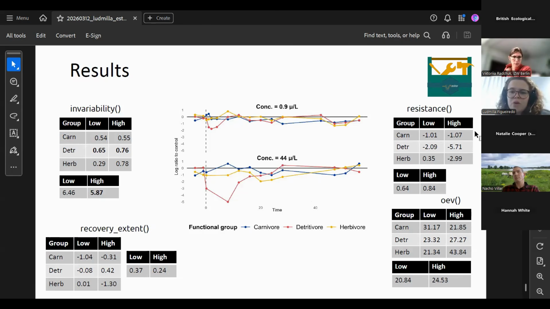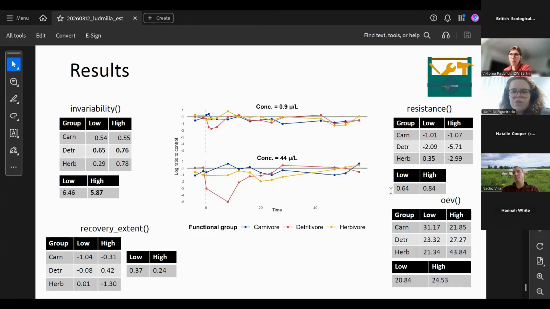The same for resistance. We see a lot of negative values, which is what we would have addressed if we had only calculated stability from a single variable. We would say, oh yeah, the system seems to be undercompensated. But again, if you look at the compositional response of the whole community, it is actually a bit of an overcompensation.